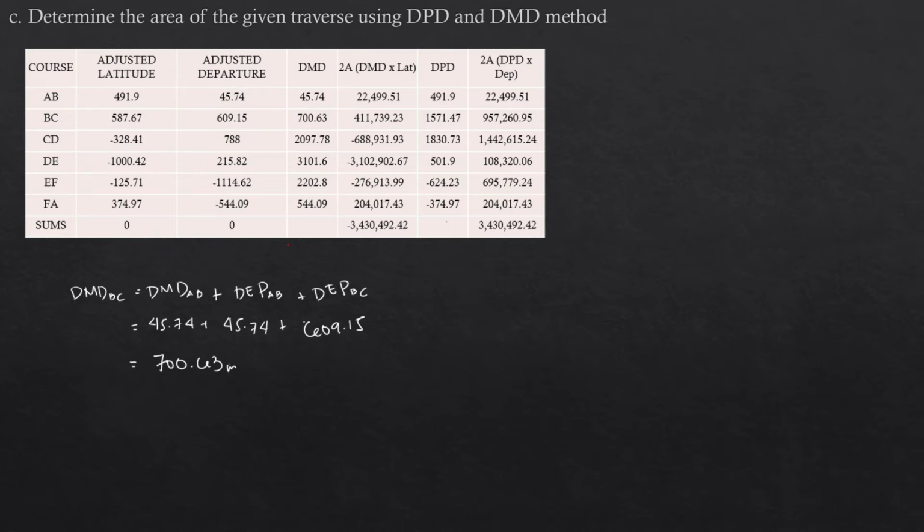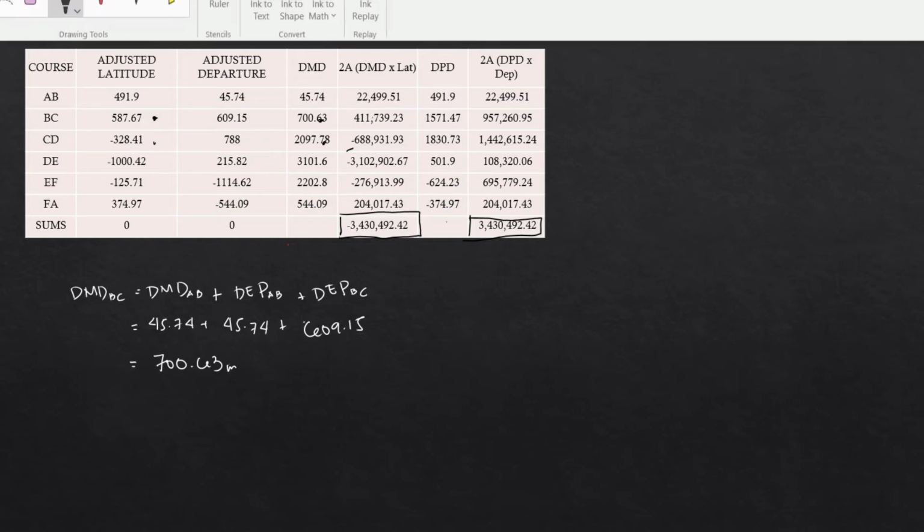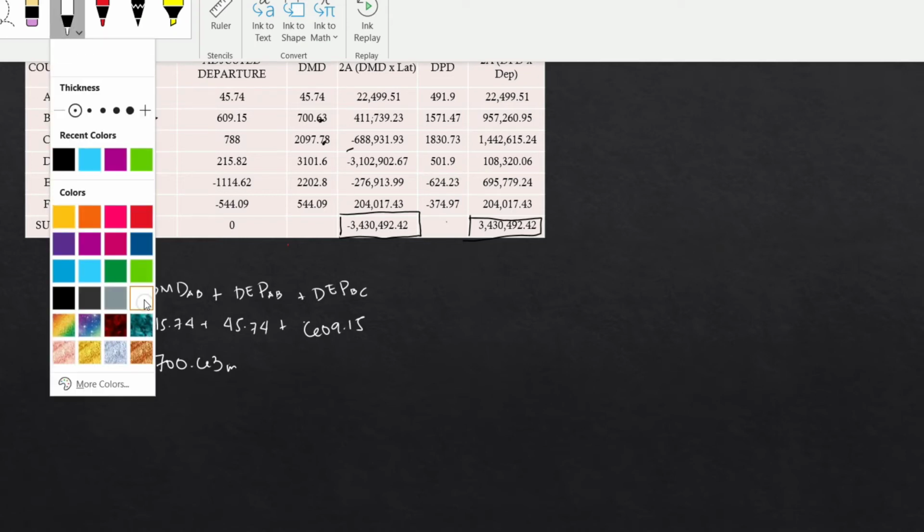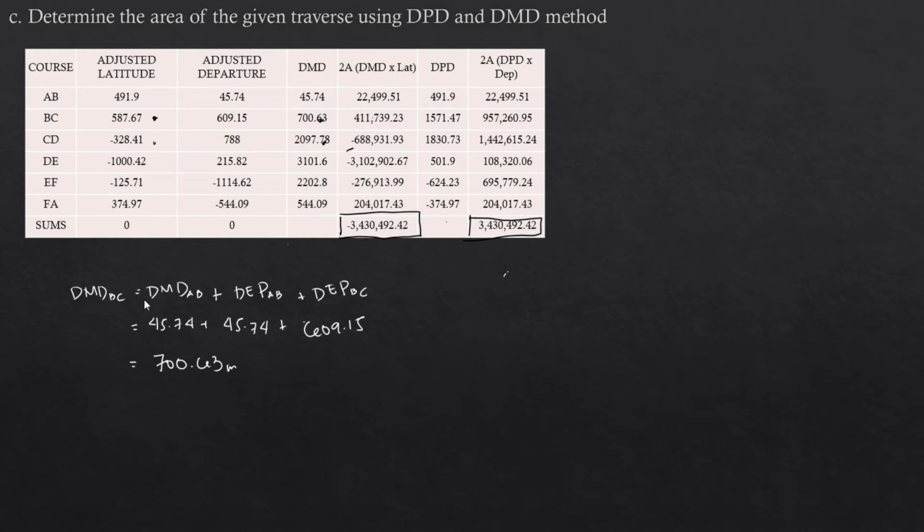Then, next, ganun ulit. DMD times latitude, makukuha. DMD times latitude, ito. So, compute nyo kung tama yung mga nakuha natin. Pag ito, nag-equal ulit yung 2A ng DMD times latitude, saka 2A ng DPD times departure, ibig sabihin tama yung nakuha natin. So, pwede na natin makuha yung area. Sabi, i-divide lang natin, di ba meron tayong 2A?